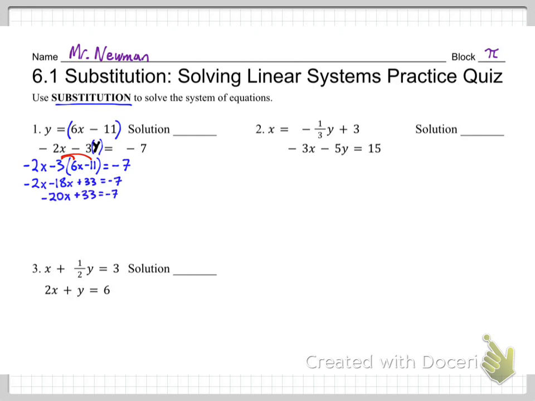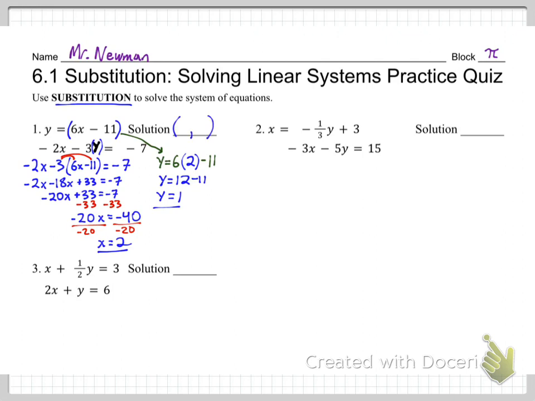And then we combine like terms, and we solve for the variable. So I'm going to get x by itself by subtracting 33, then dividing by negative 20, and we get x equals 2. Now to get y, I can plug that into either equation, but I'm going to choose the top one since it's already solved for y. And if I plug that 2 into there, I get 12 minus 11, which is 1. So my solution is 2, 1.